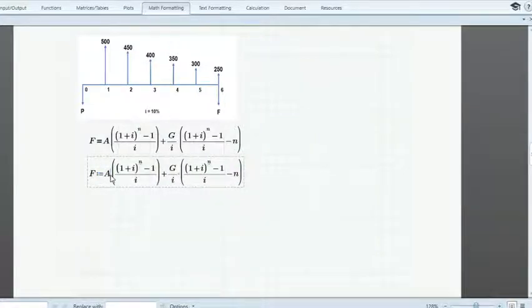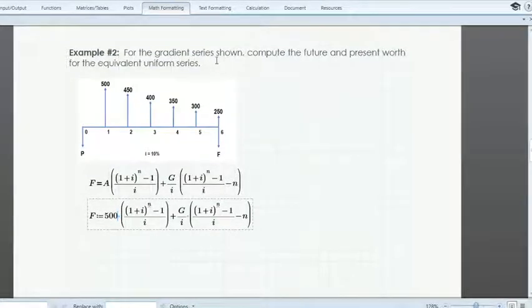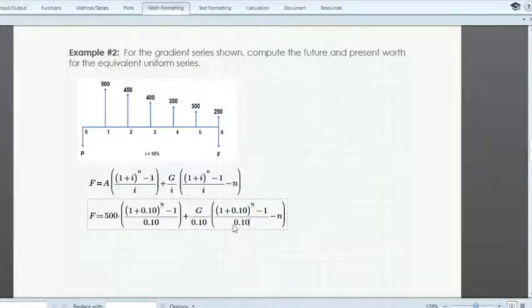Yung A, magkano yung unang amount na natanggap? 500 pesos. So, si A is 500. Ilan yung interest rate? Meron bang nabanggit sa problem? Walang nabanggit. Pero dito, sa figure, you have i is equal to 10%. So, ang i mo is 0.10. So, palitan ulit natin lahat ng interest. We have 0.10, 0.10 din ito. Also this one. At saka ito, 0.10.